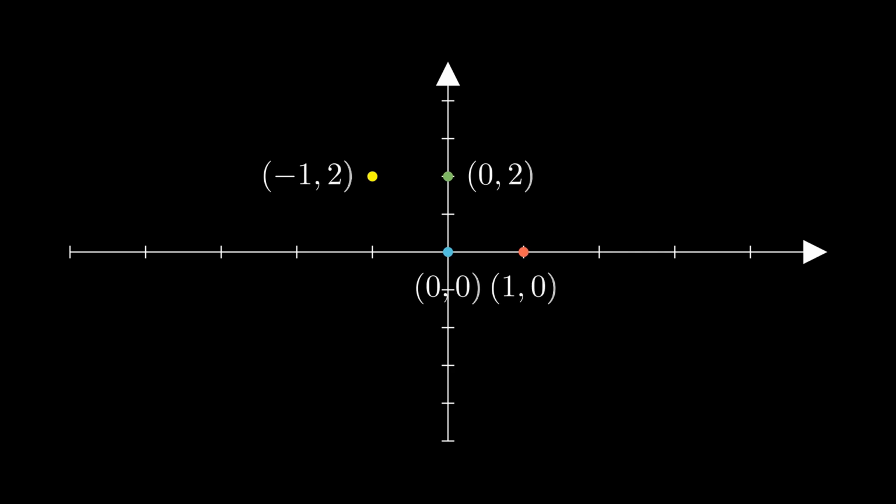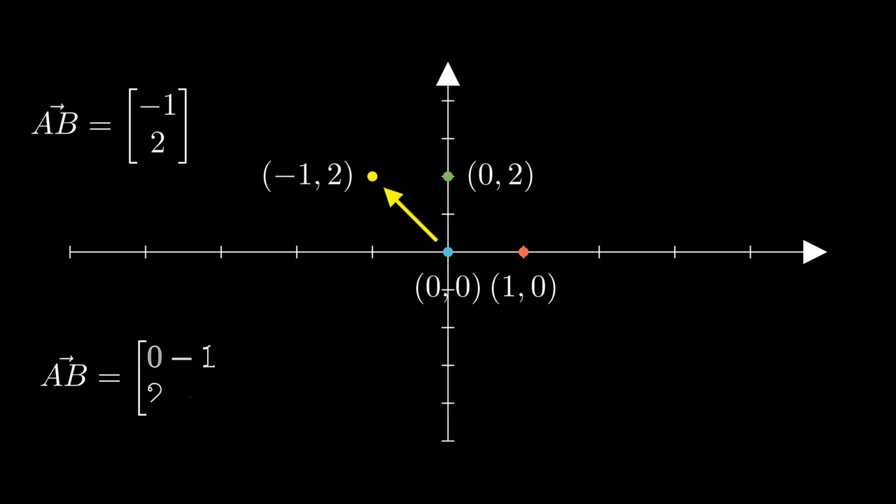By taking the difference of these 2 points, we can derive a third vector matrix with value -1, 2, corresponding to coordinates -1, 2, as visualized on the graph.